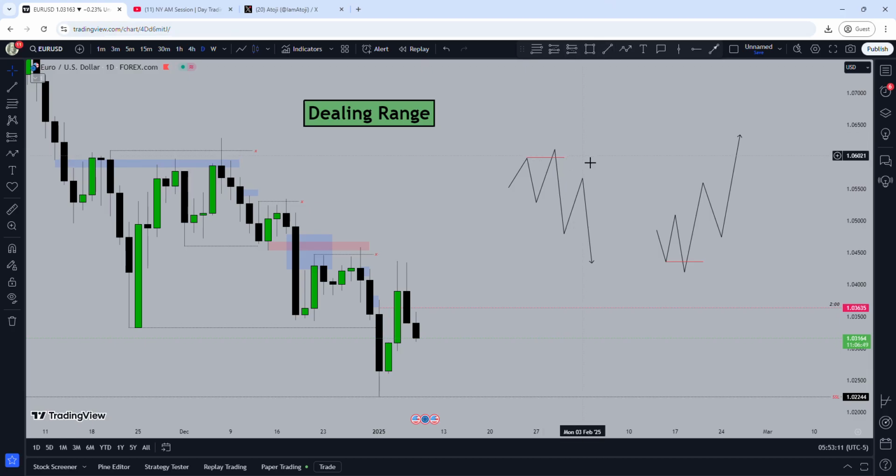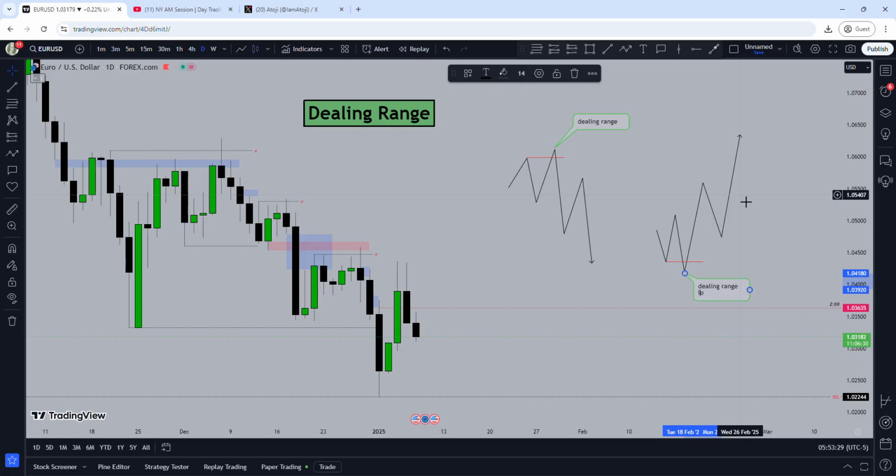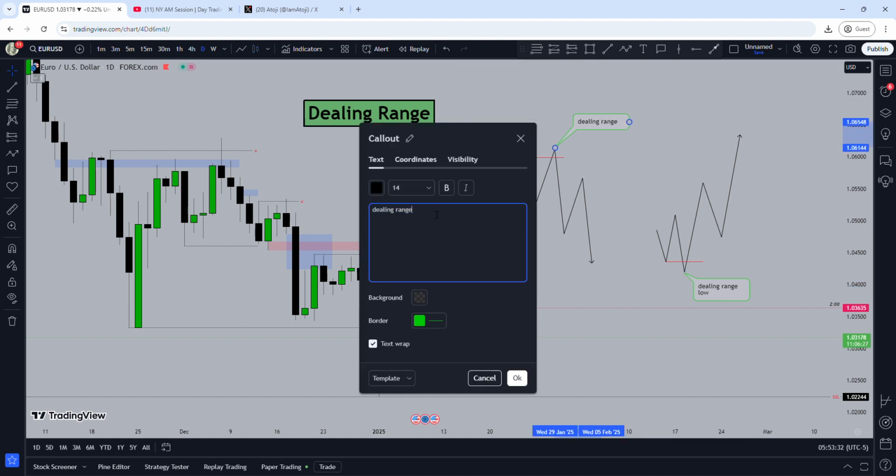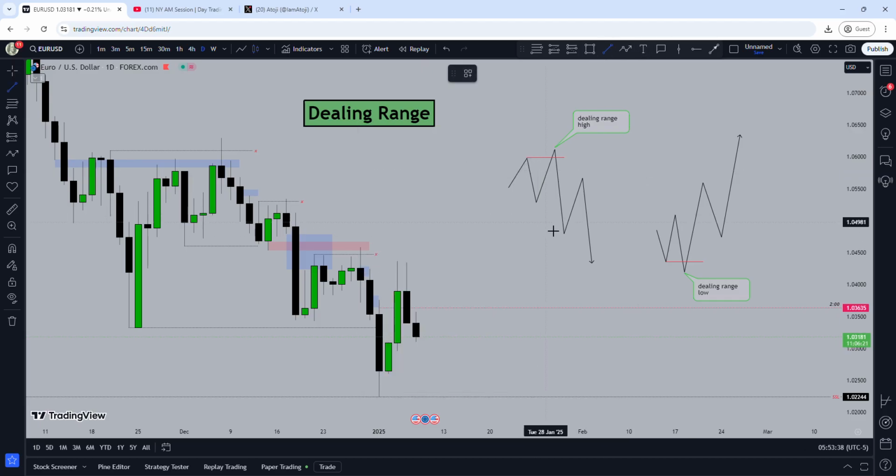So this high is the dealing range high, and this low is the dealing range low.